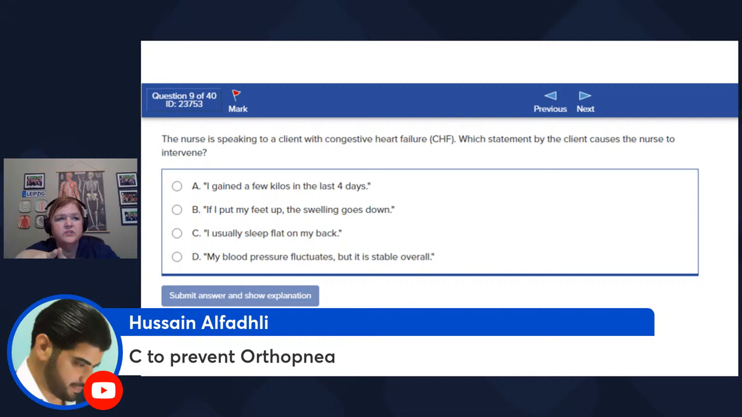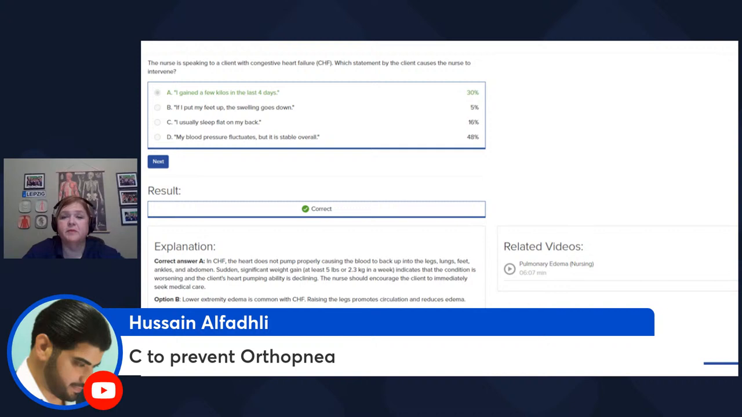Because I know when someone has CHF, we have issues with their feet being swollen. However, is it a bigger problem that they have extra fluid in their tissues? And it does go down if they put their legs up. But I gained a few kilos in the last 4 days. That may be something that we want to follow up on. And the reason is this is one of the indicators we use with CHF.